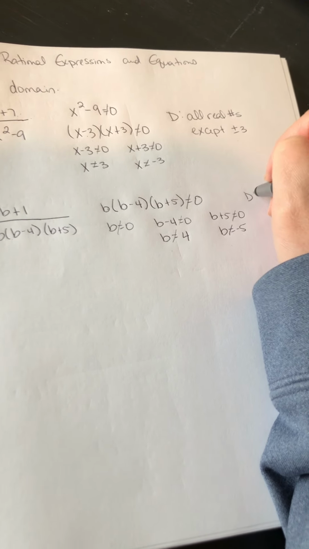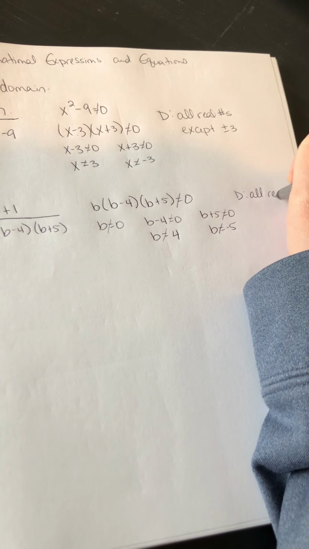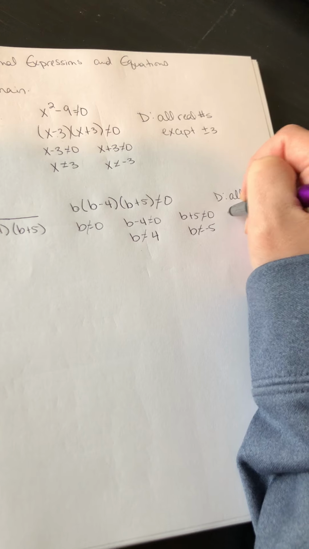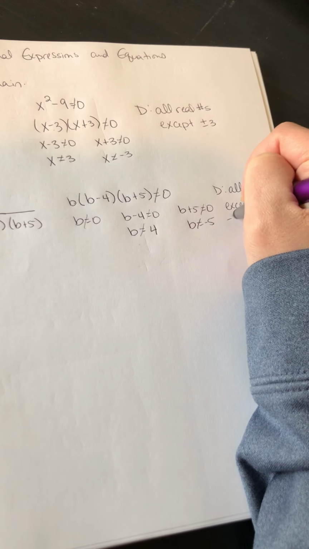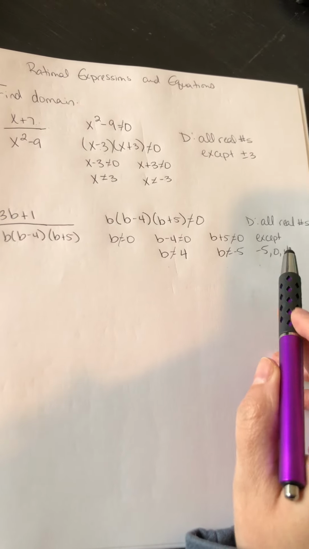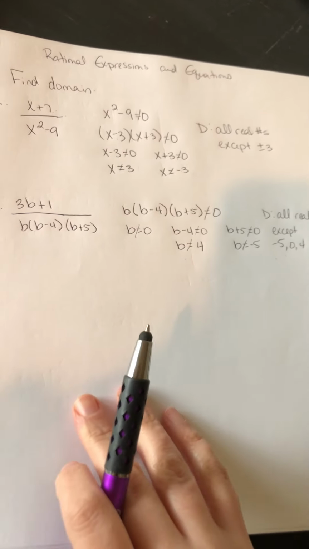So this domain would be all real numbers except, I'm going to put them in order, negative 5, 0, and 4. So any other number will be fine to use. We just can't have negative 5, 0, or 4.